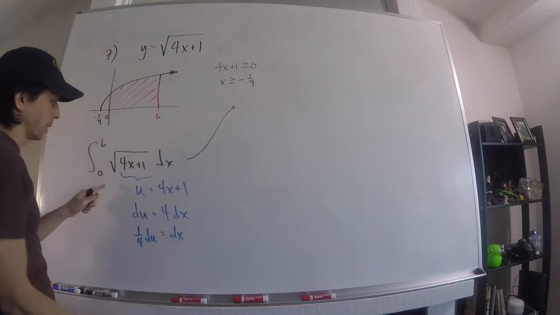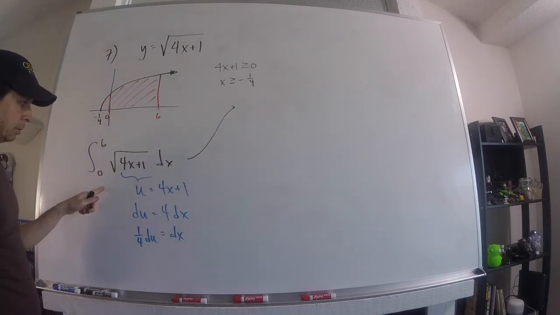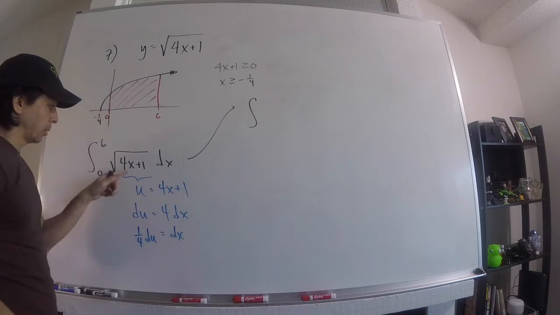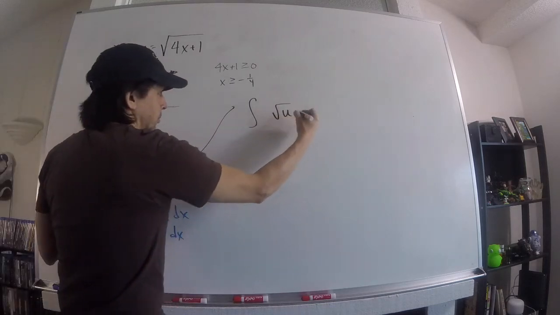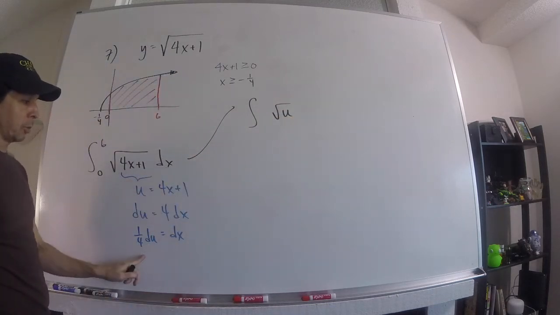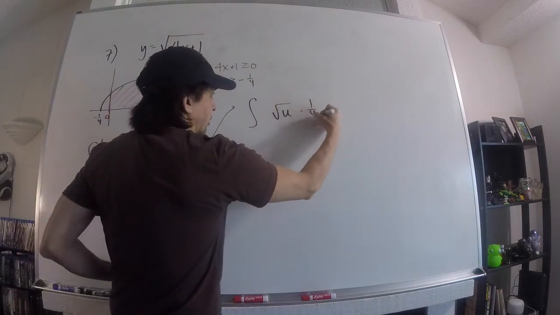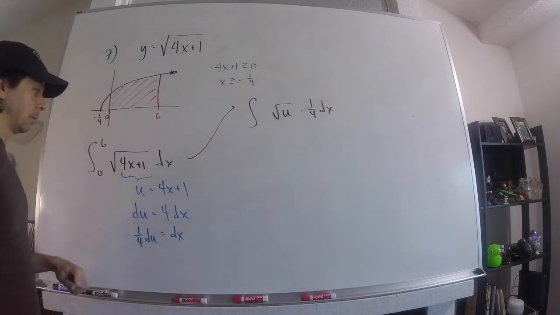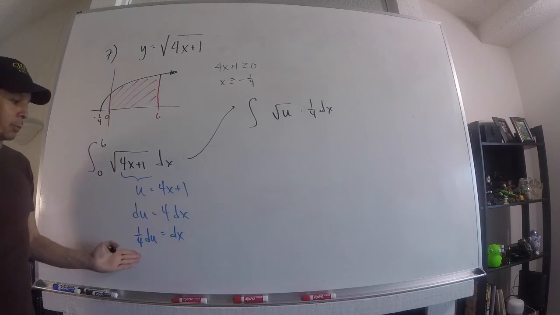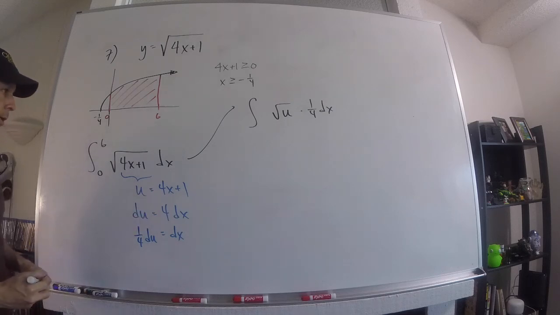Over here though, what am I doing? My radicand is u. My dx converts to a 1/4 du, so I have a 1/4 factor there. This could be applied like a reverse chain rule with that 1/4 coming out, like I said way back, but I'm not going to get into that now.